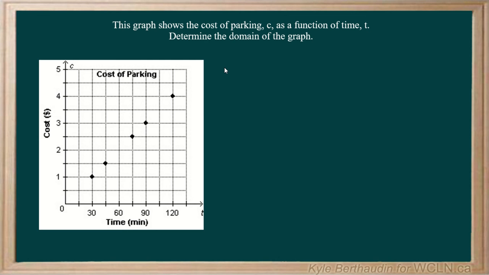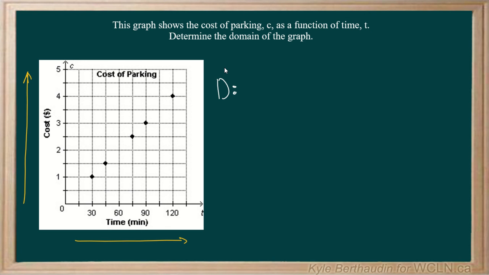This graph shows the cost of parking C as a function of time t. Let's determine the domain of this graph. So upon looking at this graph, we can see that it's describing as time goes on in the x-axis or t-axis, the cost of parking increases in the y or c-axis. And the domain is essentially all of the possible x values of the graph or function.